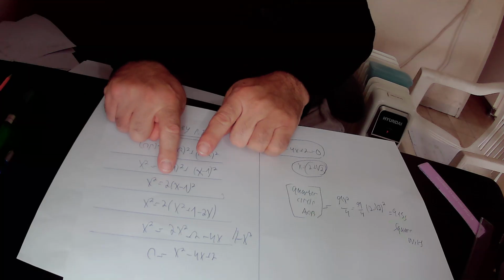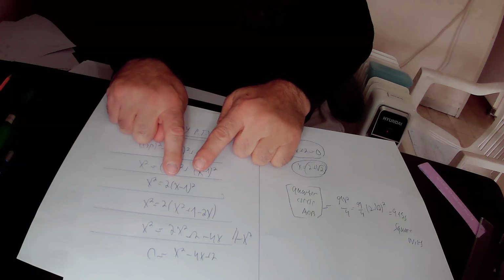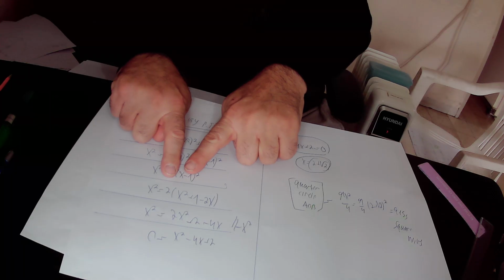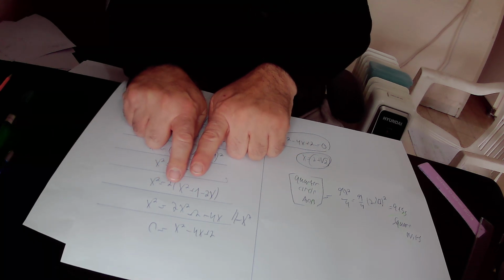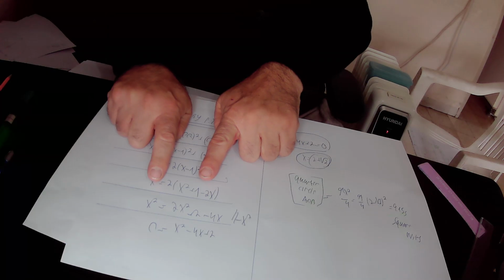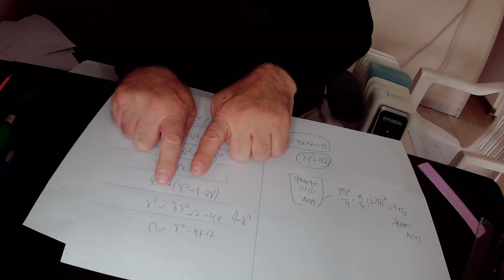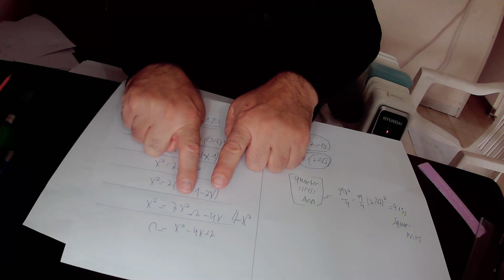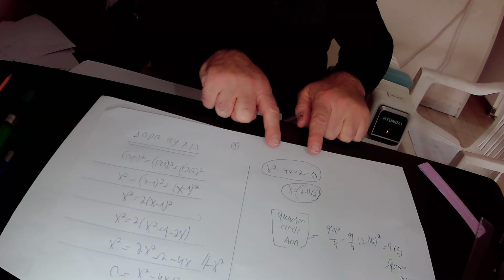We open the brackets of this expression: x minus 1 squared equals x squared plus 1 squared, which is 1, minus 2 times x times 1, which is 2x. So x squared equals 2 times x squared, 2 times 1 is 2, and 2 times minus 2x is minus 4x. So x squared equals 2x squared plus 2 minus 4x. Here we subtract x squared from both sides, and we are left with 0 on one side, while on the other side we have 2x squared minus x squared, which is x squared, minus 4x plus 2. So in total, x squared minus 4x plus 2 equals 0.